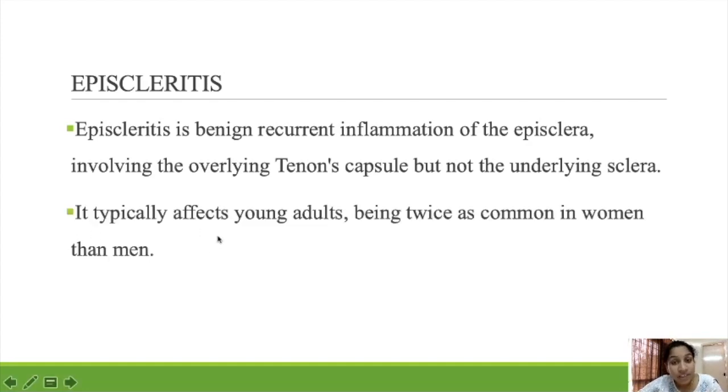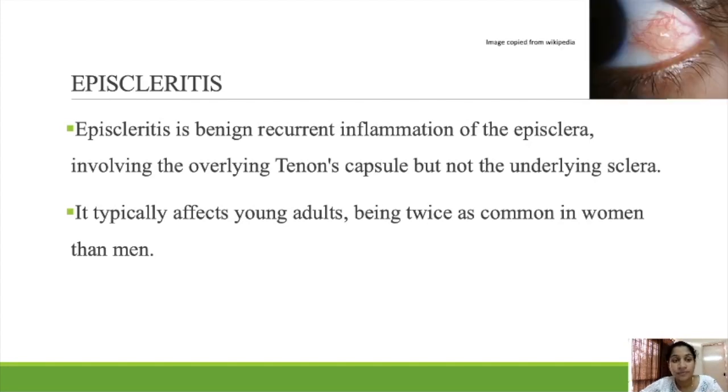It typically affects young adults, being twice as common in women as in men. So episcleritis is the recurrent inflammation of the episclera along with the overlying Tenon's capsule, and it mostly affects young adults, and it's also common in women. So this is the picture of episcleritis. This is how episcleritis looks.